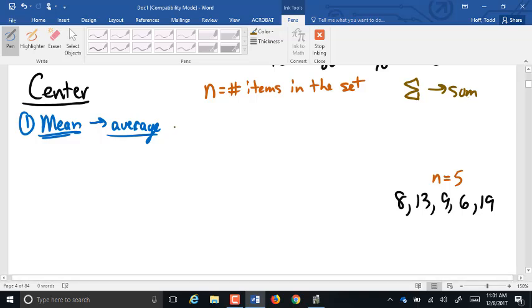So the mean, if it's the population, the symbol for mean is the Greek letter mu. If it's a sample, the symbol for mean is X with a bar over the top of it. Both of those mean the mean. The mean is equal to the sum of all the values. X stands for all the values, each value, divided by N.